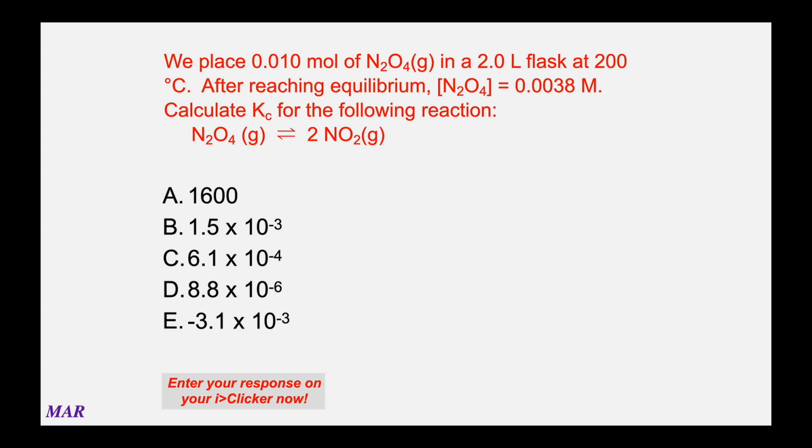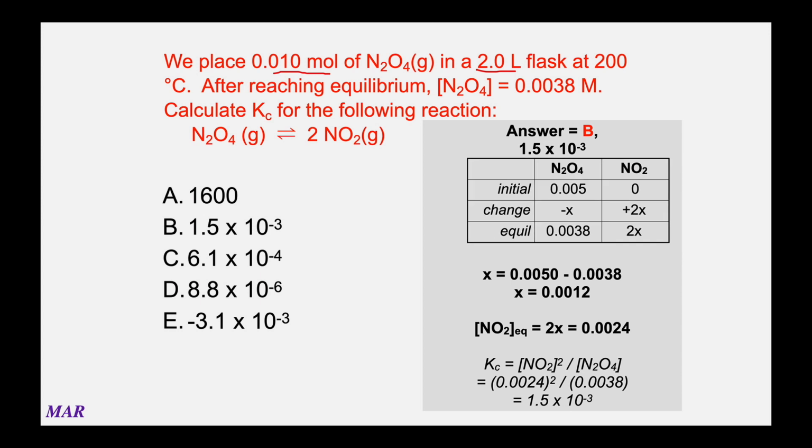Another kind of hidden thing here is that when you're dealing with ICE tables, you almost always want to use moles per liter. And you can see here that you have this many moles, 0.010 moles, in a 2-liter flask. So the molarity will be initially 0.010 divided by 2. That will be the initial part of the N2O4. Make sure that you always use molarity in ICE tables.